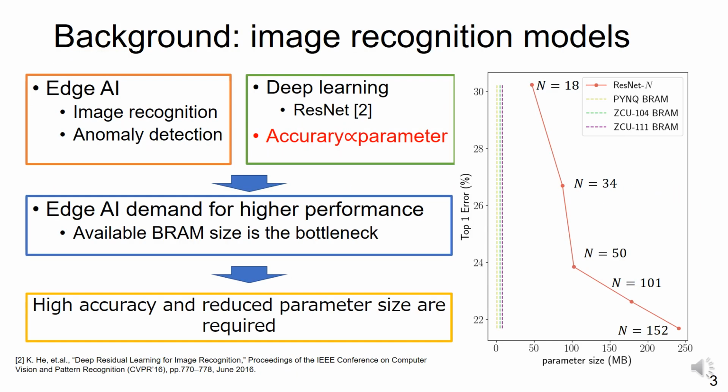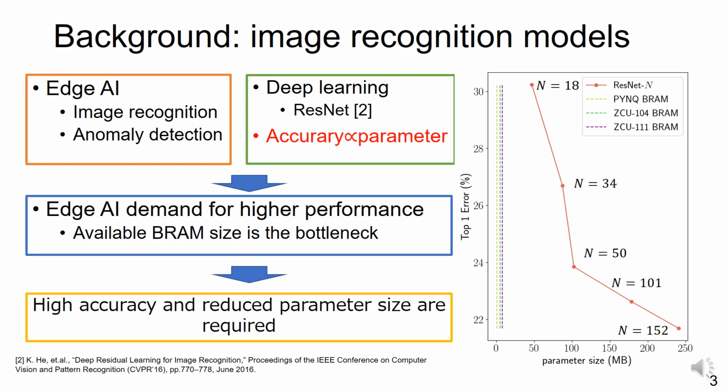Recently, performance of image recognition models has been improved. There is much interest in edge AI for anomaly detection and image recognition in recent years. In addition, high-performance models such as GoogleNet and ResNet have been proposed in the deep learning community. These models use a massive number of parameters to achieve high accuracy, and there is a problem that all the parameters cannot be stored in the FPGA due to VRAM capacity limitation.